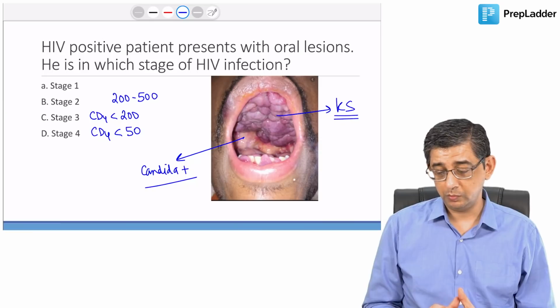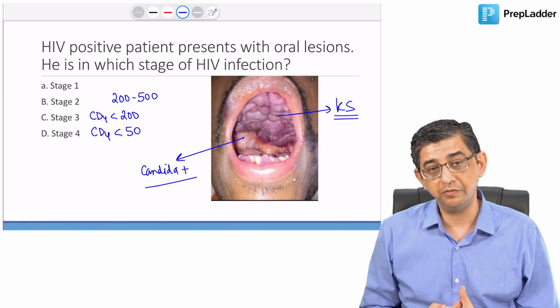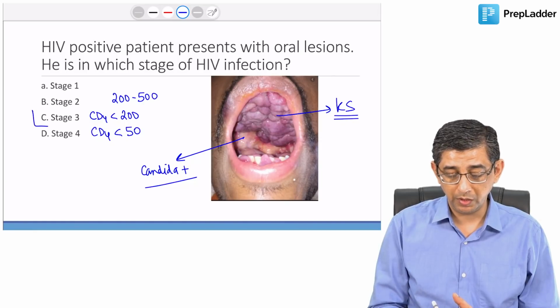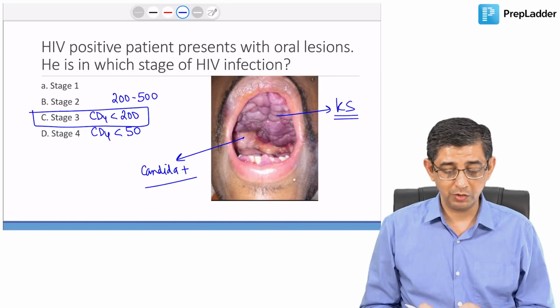So Kaposi sarcoma usually tends to appear, and it can appear even at a CD4 count of less than 50, but most of the time would be encountered in the later part of the illness, that is stage 3. The answer to this MCQ is option number C.